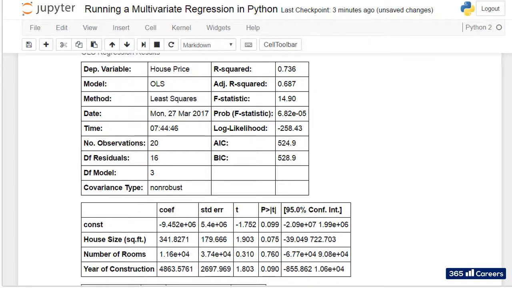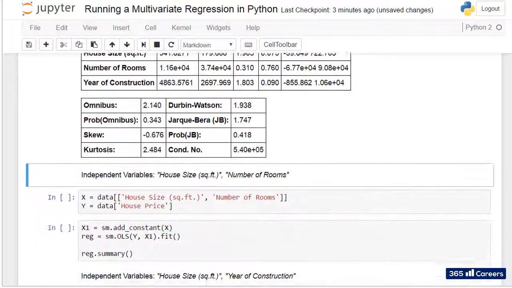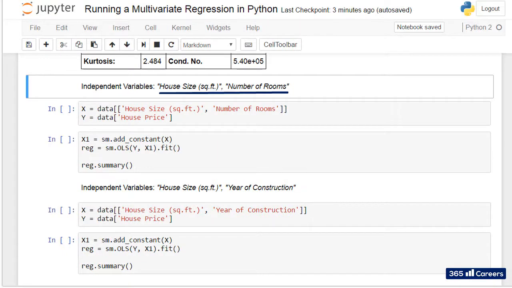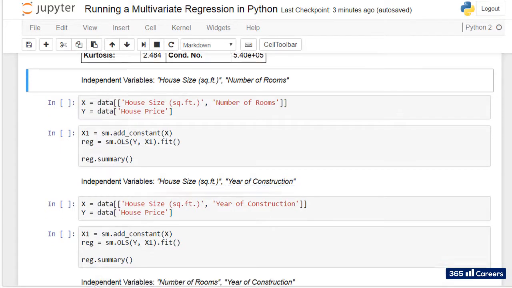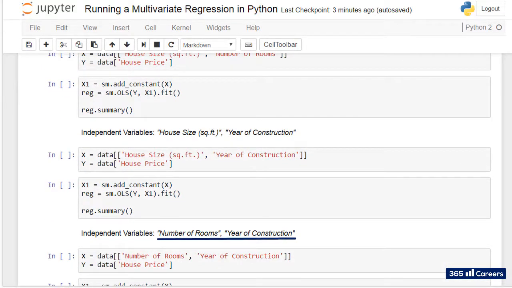For instance, now we can run 3 other regressions with 2 independent variables. Size and number of rooms could be the explanatory variables for the first regression. Size and year of construction for the second one, and number of rooms and year of construction for the third one.